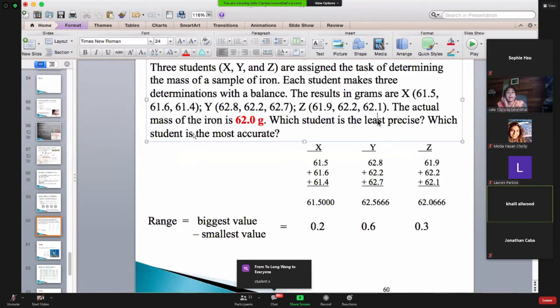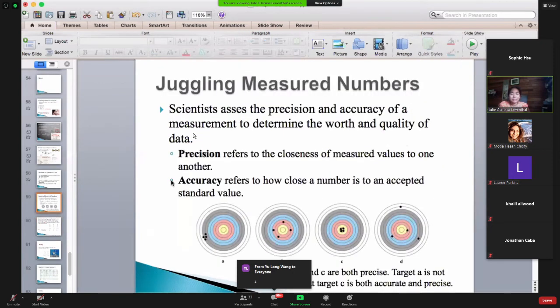Okay, and most accurate is student C. So to summarize, this is a picture of what we talked about.